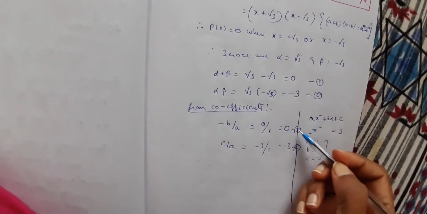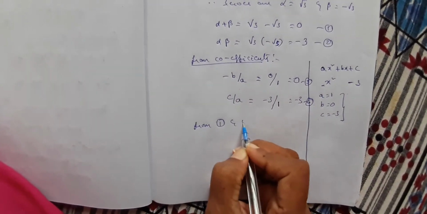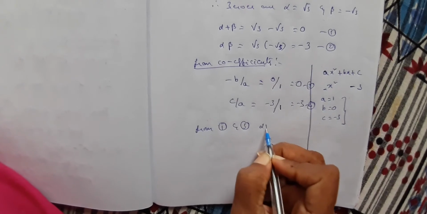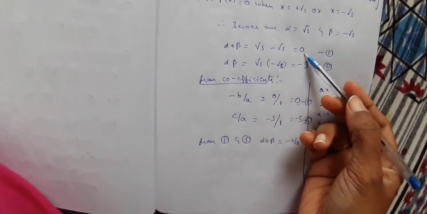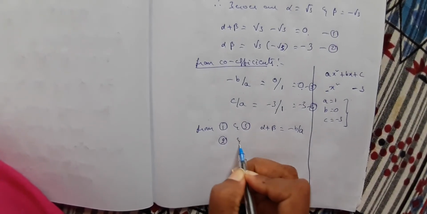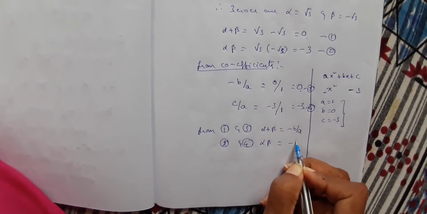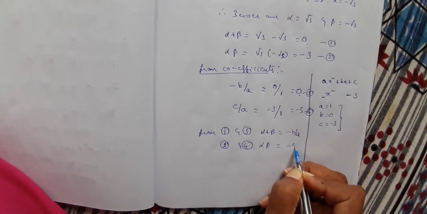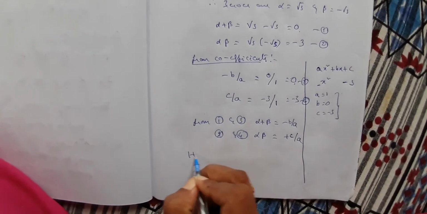So from 1 and 3, alpha plus beta is equal to minus b by a. Yes or no? Yes, right. And then from 2 and 4, alpha into beta is equal to c by a. So hence verified.